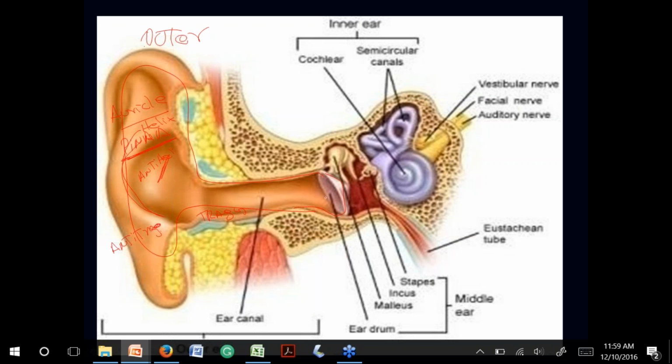What else do we have here? Nothing else, right? We have some small glands here that are going to produce some wax. This is the tympanic membrane, like a vibrating membrane. Here we have then the middle ear. If you see here, this is like a sponge. This is a bone, the temporal bone. This is the temporal bone.